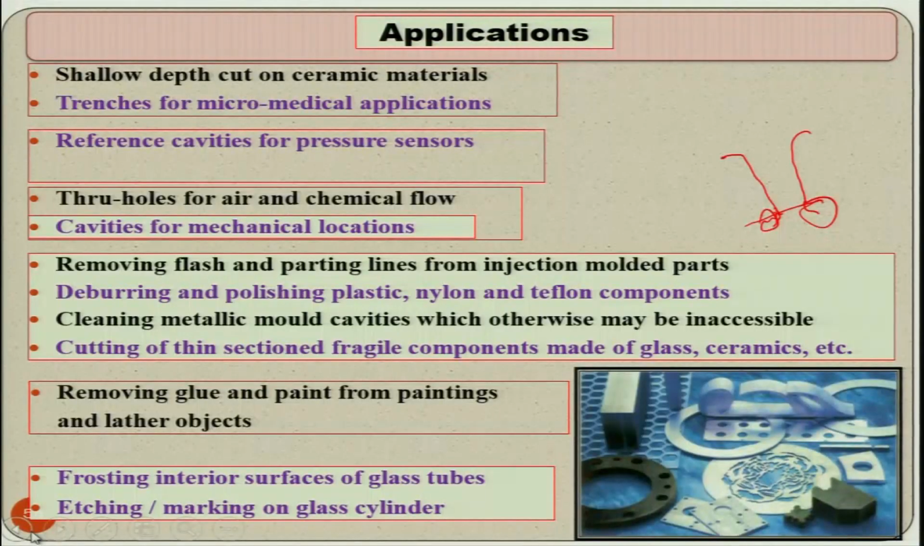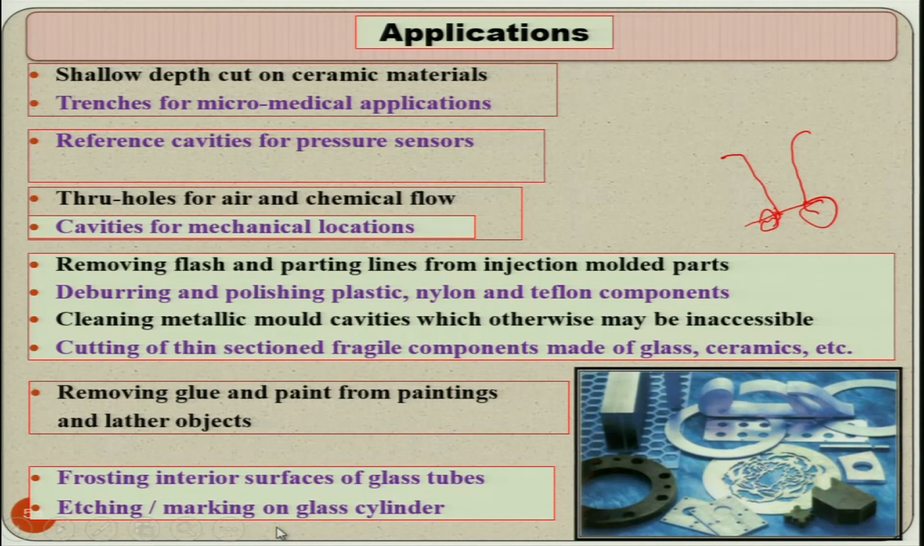So, what you can do, you can use this particular process, abrasive jet micromachining, for frosting those glasses. Once you machine, you remove the material by this particular process, they become opaque and you cannot see on the other side. So, for this purpose it can be used for frosting of glass tubes or glass plates, etc., and also for marking on glass cylinder and other glass objects.